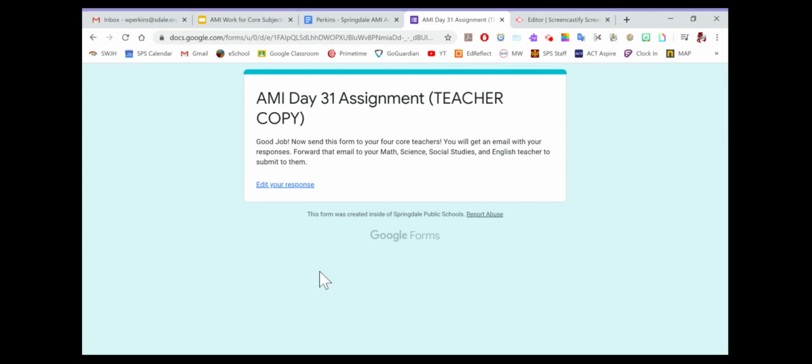And as long as you've provided an answer for every question, you will be able to submit your answers. So the instructions now say, good job. Now send this form to your 4 core teachers. You will get an email with your responses. Forward that email to your math, science, social studies, and English teachers to submit to them.